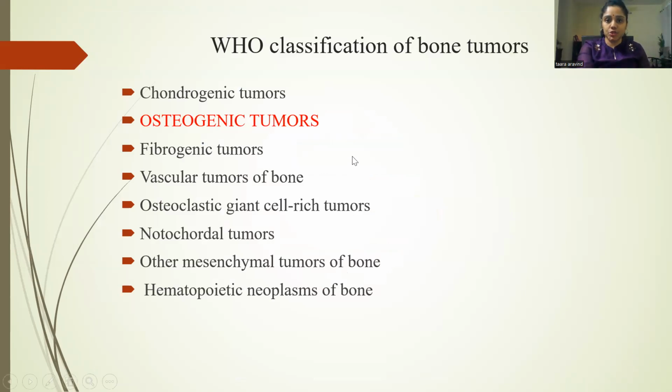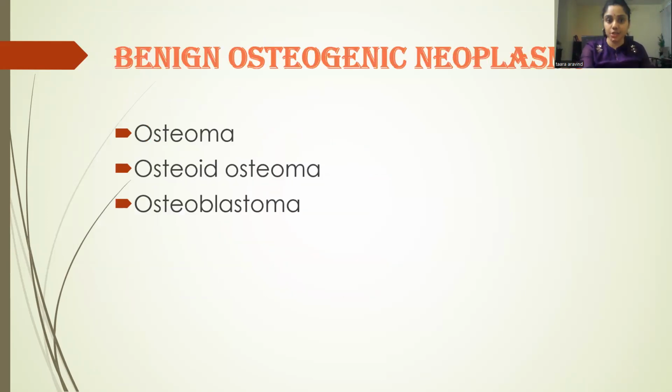WHO has classified bone tumors into chondrogenic, osteogenic, fibrogenic, vascular tumors, osteoclastic giant cell rich tumors, notochordal, other mesenchymal tumors of bone, and hematopoietic neoplasms. So today I'll be discussing the benign osteogenic neoplasms of bone, that includes osteoma, osteoid osteoma, and osteoblastoma. Osteogenic means bone forming, so these neoplasms basically form bone.